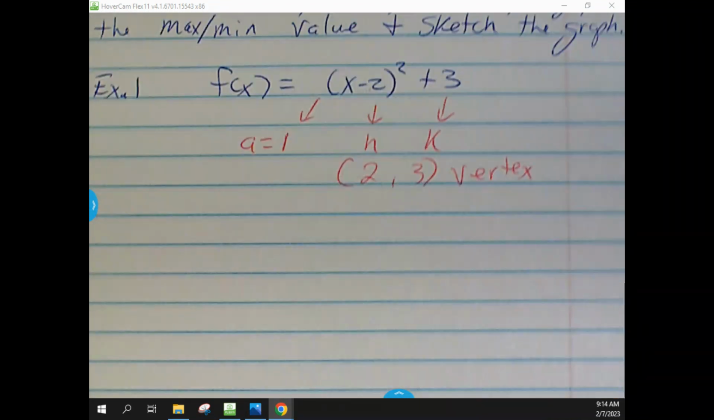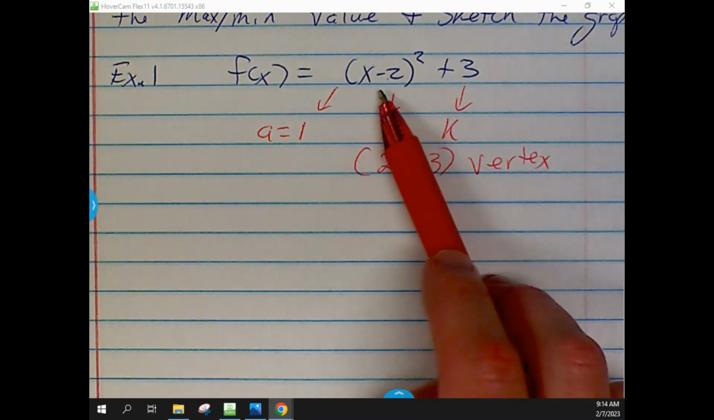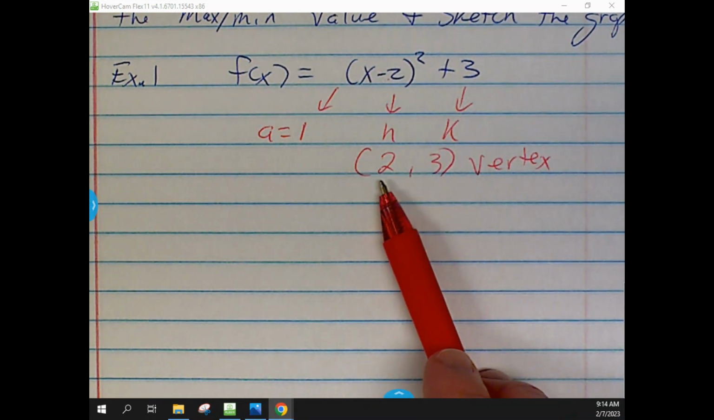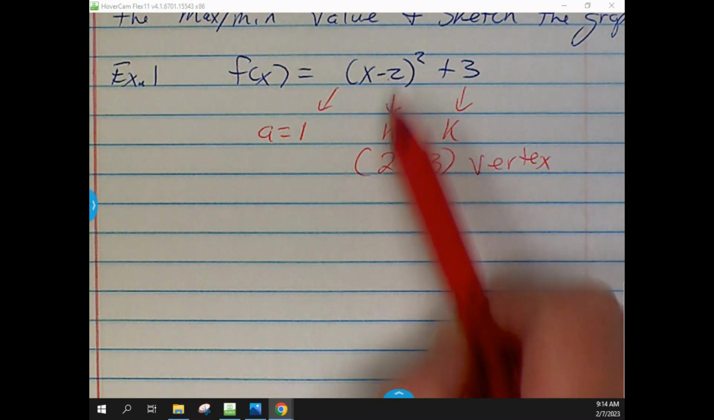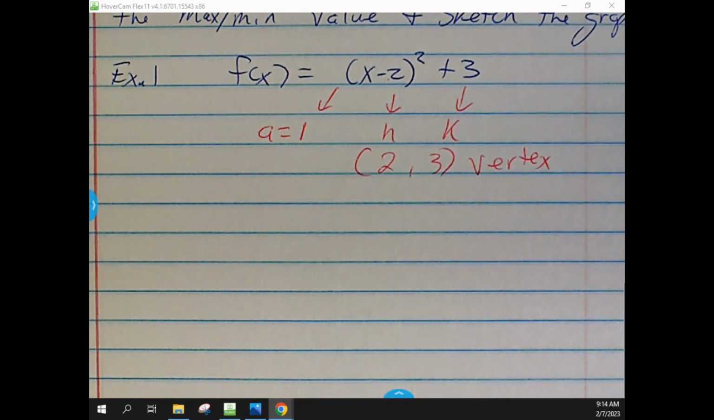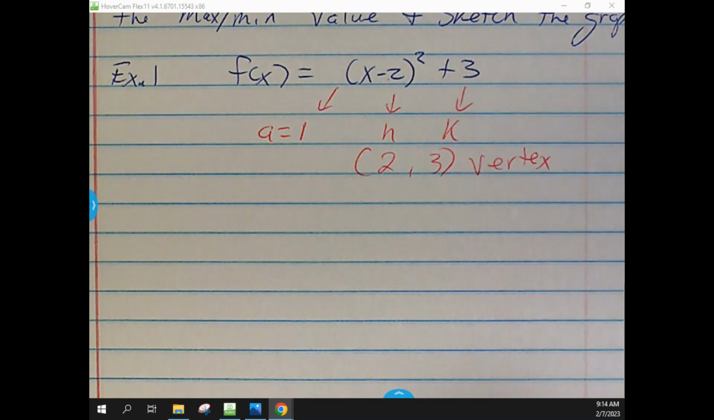So that part of it is still the exact same thing we were doing on the last test: whatever number you got on the inside, you still have to change that and move it in the opposite direction. So if it's a negative 2 on the inside, you've got to make it a positive 2 when you take it on the outside. The k value stays the same.